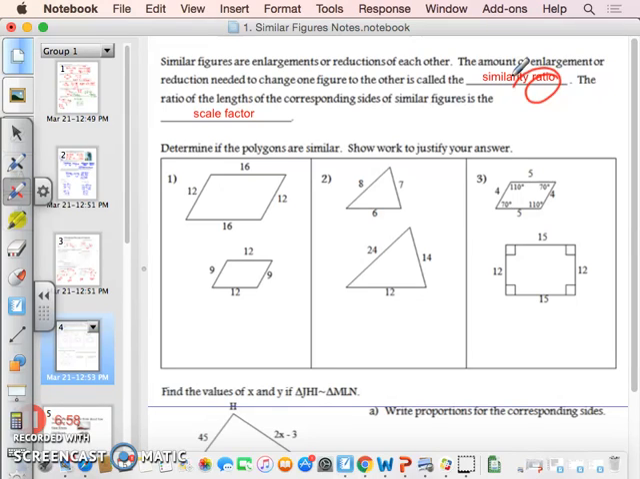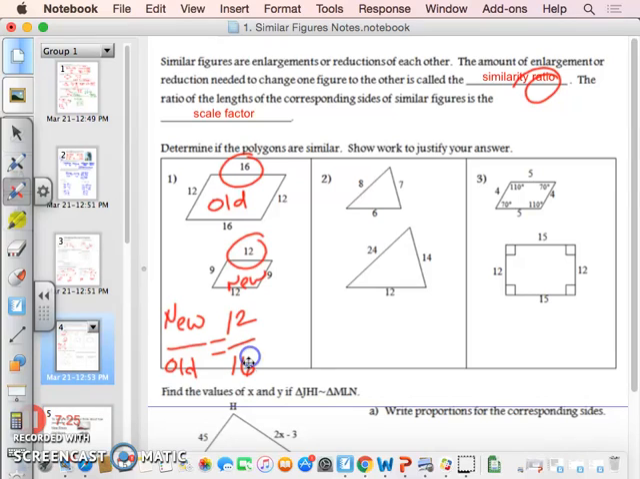And so if we are wanting to determine if the polygons are similar, we're going to show our work and justify our answers. And so the way we do this is we're going to label this old, and this is new. And so you always want to do new over old. And so to get my scale factor, what I would do is look at my corresponding sides, which is here, this 12, and this 16. So I'm going to do new over old, which is 12 over 16. And when I simplify it, I get 3 over 4. So my scale factor in this case is 3 over 4.